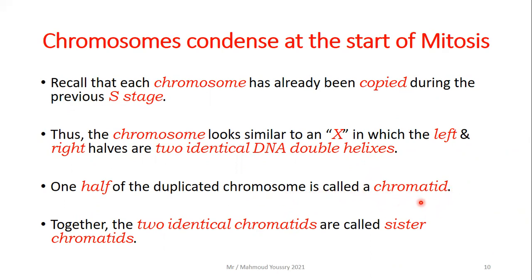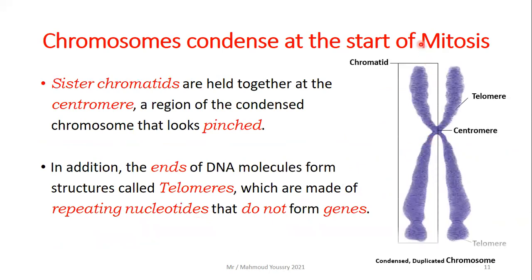Each chromosome consists of two chromatids, but together the two identical chromatids are called sister chromatids. Look at this picture here. So this is one condensed chromosome consisting of two chromatids. They are identical to each other, so they are named sister chromatids.